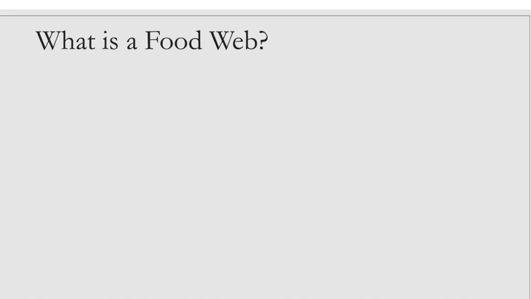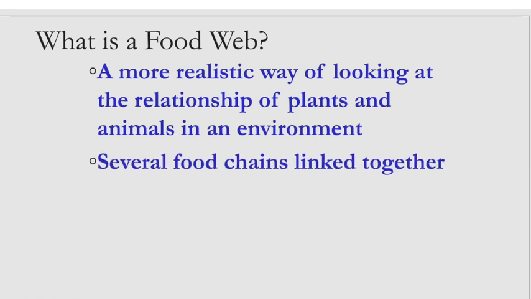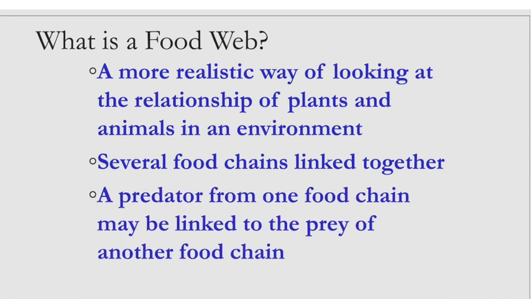So what is a food web? We have covered what a food chain is. A food chain says there's a single pathway of energy flowing from one organism to the next, while a food web is a more realistic way of looking at the relationship of plants and animals in their environment. There are multiple food chains in the food web. Food webs show you that several food chains are linked together, and also that a predator from one food chain may be linked to the prey of another food chain.